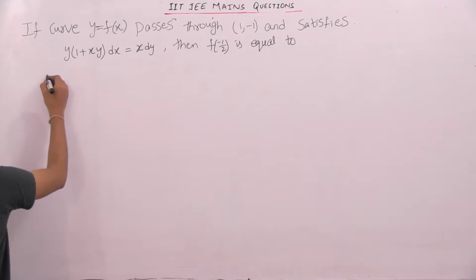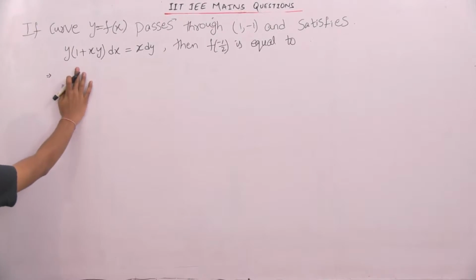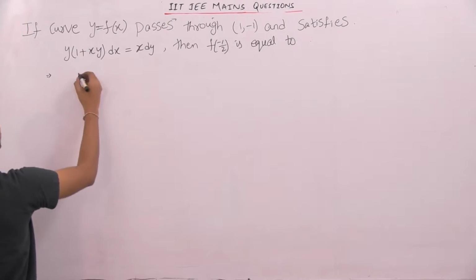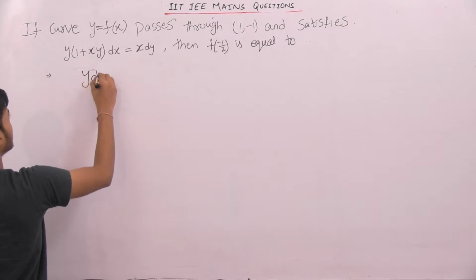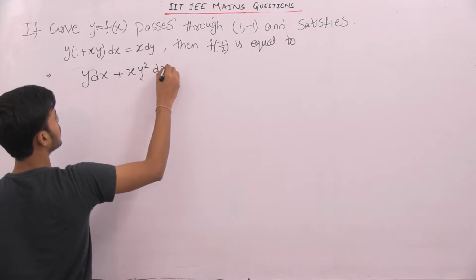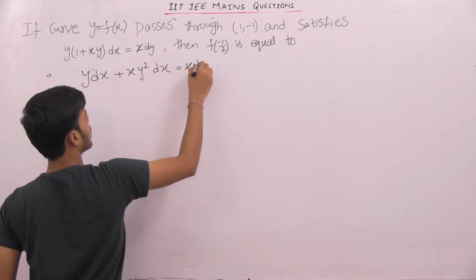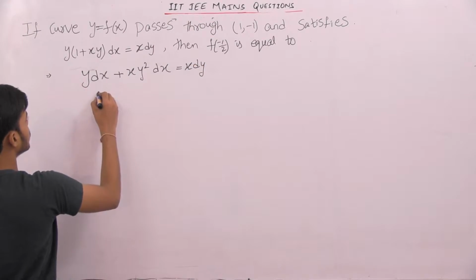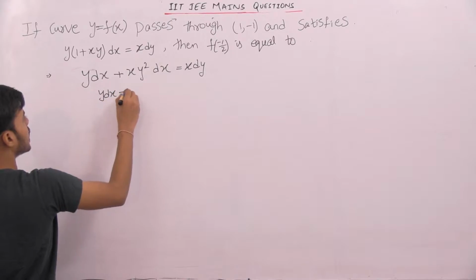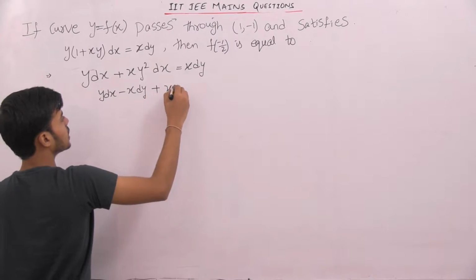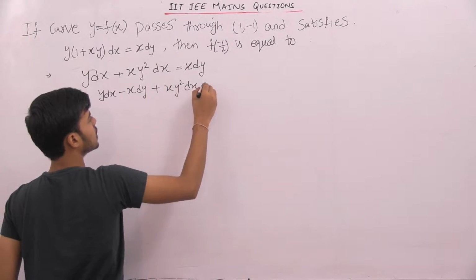So let's solve this, which is y into 1 plus xy dx is equal to x dy. Let's multiply this. We get y dx plus xy square dx is equal to x dy. Now let's bring all terms to the left hand side, which gives us y dx minus x dy plus xy square dx is equal to 0.